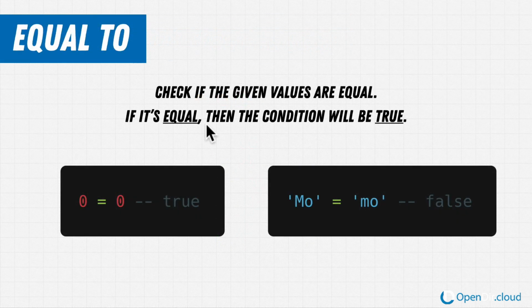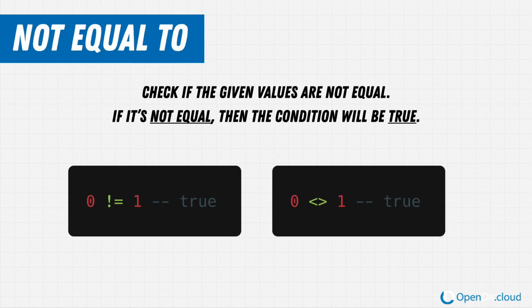When we look at the equal to sign, we're saying check if given values are equal. If it's equal, the condition will be true. 0 is equal to 0 and mo is equal to mo. That one is very basic. This one we've used on many different fields. In essence, what it allows us to do is just check equality.